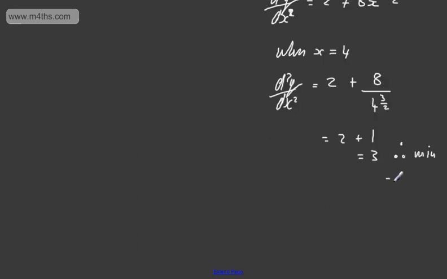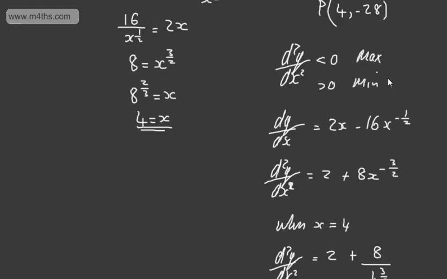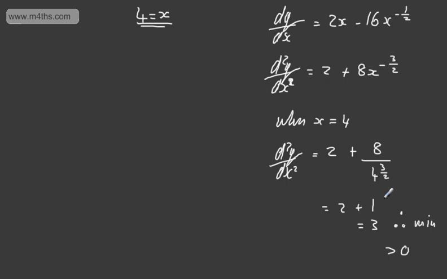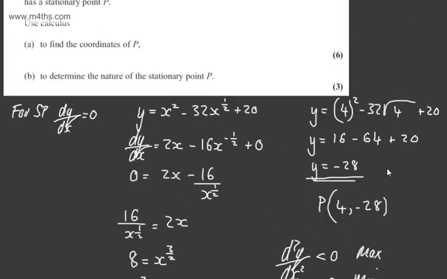So all we've done, just writing down, it's greater than 0, therefore it's going to be a minimum point. We differentiate once more, we sub in the x coordinate. I might not need to show all of this working, but we simply show that this value, whatever it is, is going to be greater than 0, therefore it's a minimum point.